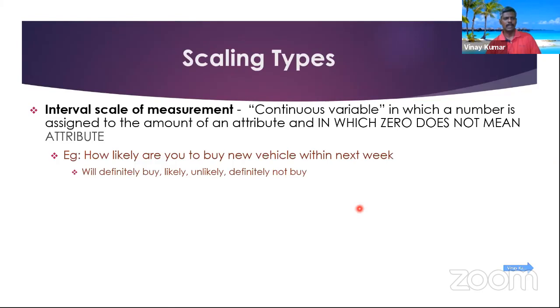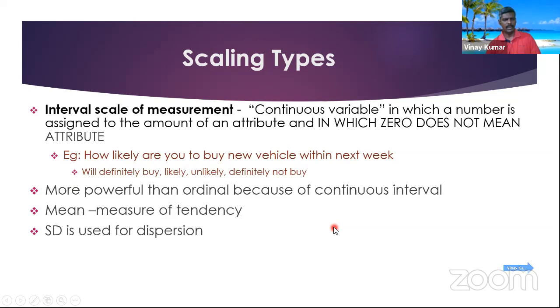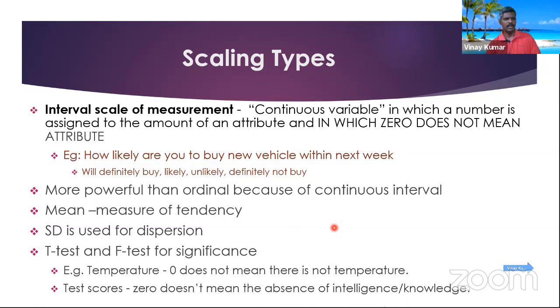Then we have interval scale, the third scale, which you have seen with example already earlier. Now here, interval scale is again very powerful compared to ordinal scale because of the continuous interval that can be measured. And we can use mean, measure of tendency here, and standard deviation is used to measure dispersion in the data. And we can use even t-test and even f-test for significance. This all we will study in the statistical chapter, statistical analysis, the next stage.